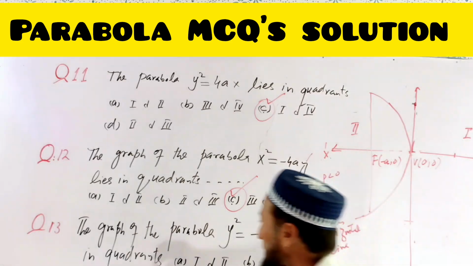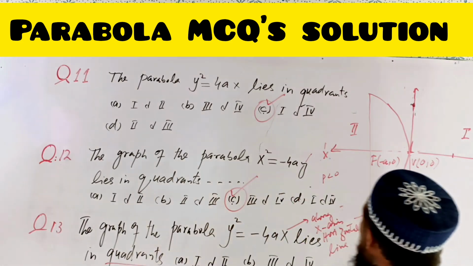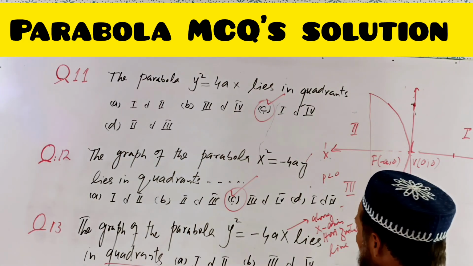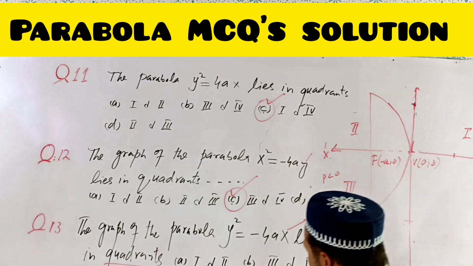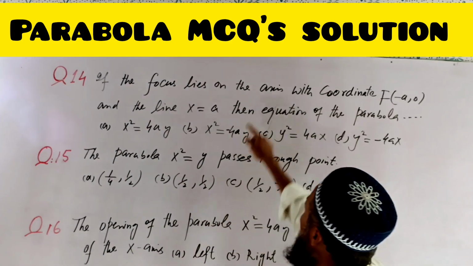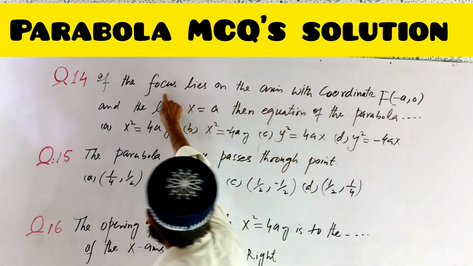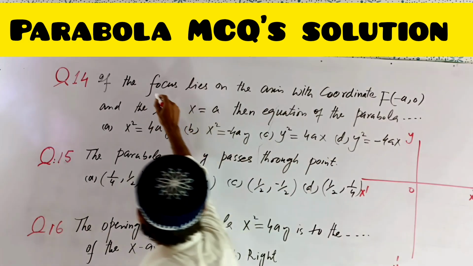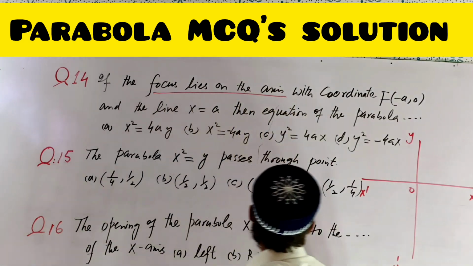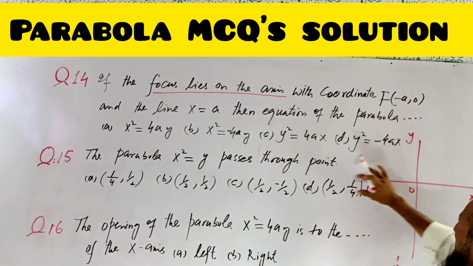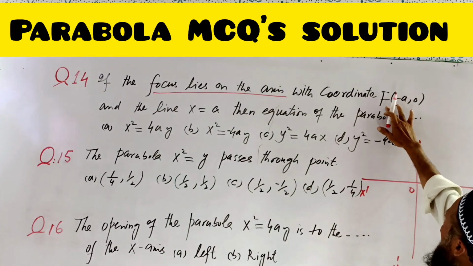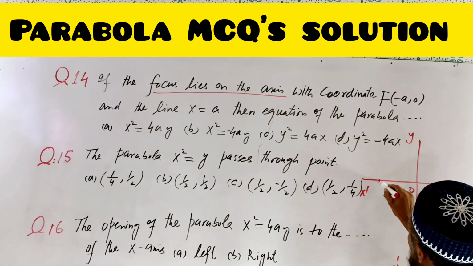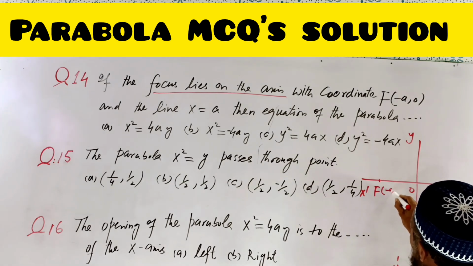So your question is which quadrants it lies in. Look here: second and third. The parabola is making the second and third quadrants. Option D: the focus lies on the x-axis. This is the x-axis, and the focus is given as minus a, on the left side, so F is equal to minus a, 0.